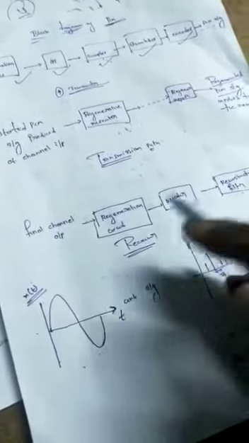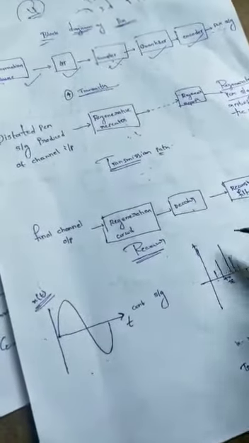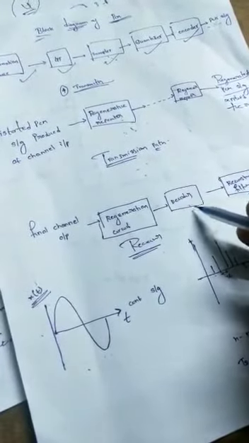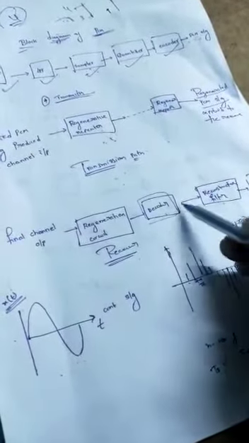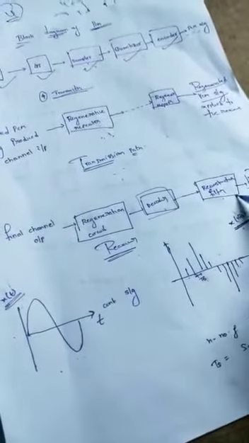Decoder means the reverse operation of the transmitter's encoder. That means we are converting a digital signal into an analog signal. Digital to analog conversion is done in this decoder, and then there is a reconstruction filter. After that, the signal appears at the destination. This is about the block diagram of PCM.